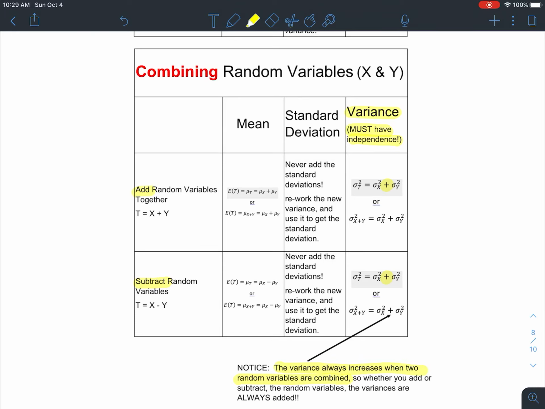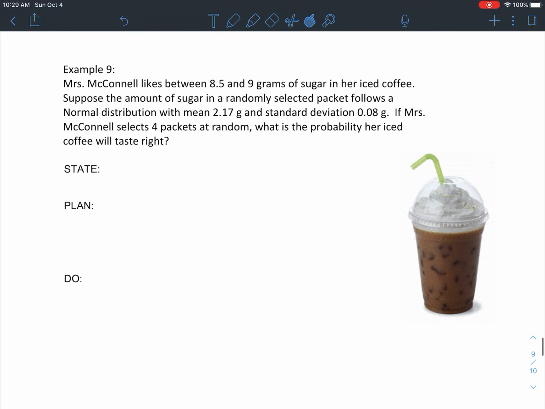If you recall, it is addition of the variances, whether you are adding or subtracting the two random variables. That's because the variance always increases when you're combining two random variables, even when you're subtracting them. So we always add those. However, when we talk about the means, you would subtract the means if we're subtracting the random variables.